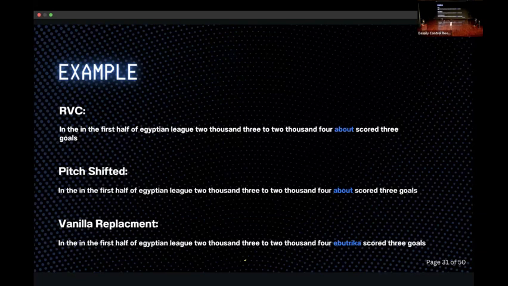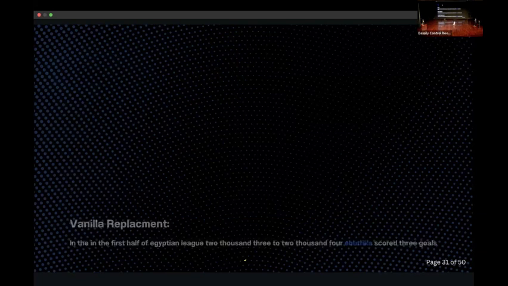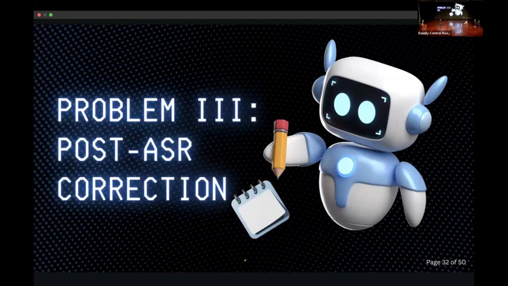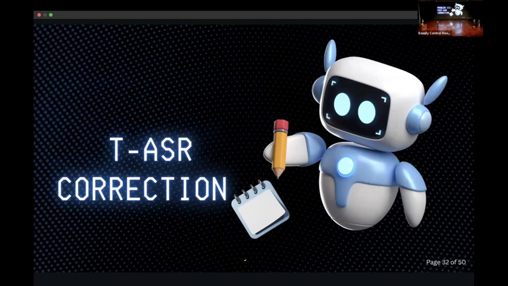Thank you, Shad, for showing the solution. I'm moving on to the third problem that we tackled in the thesis project, which is regarding the ASR.